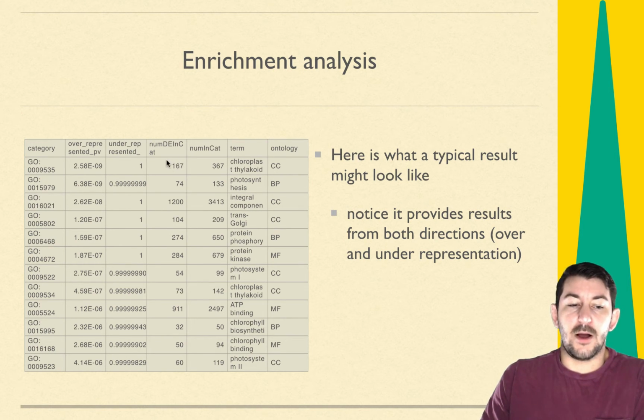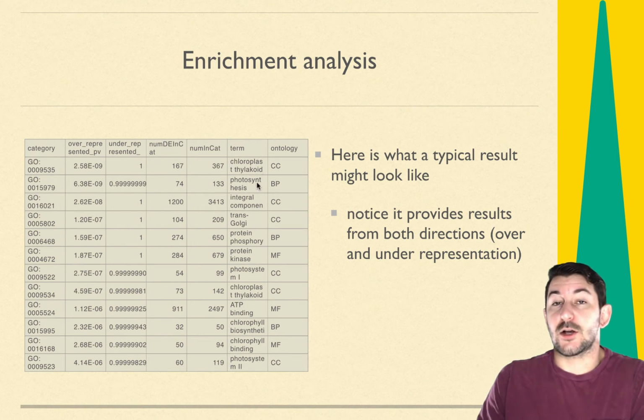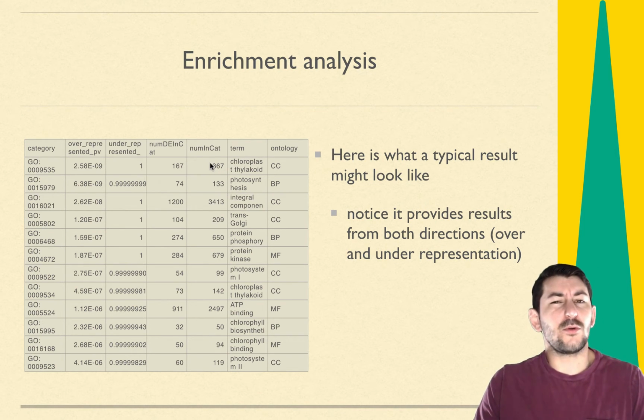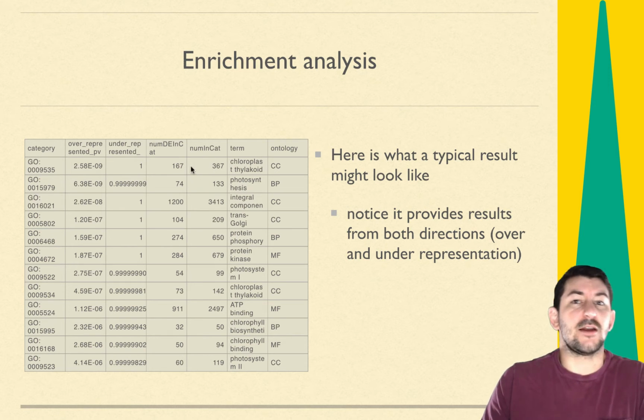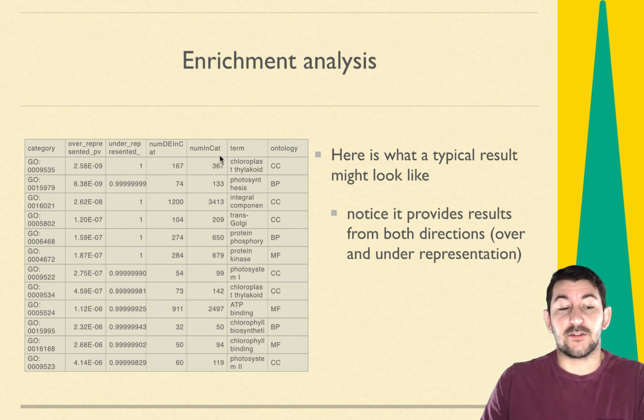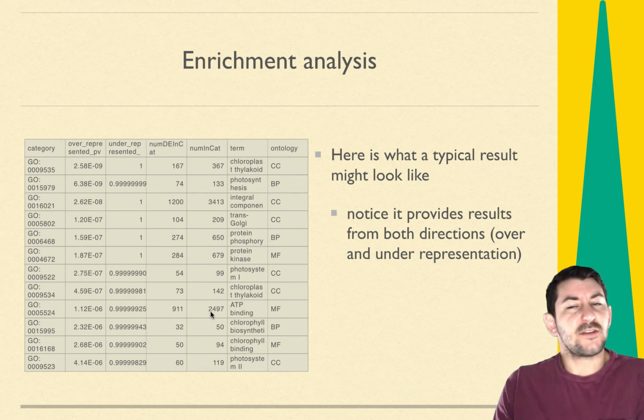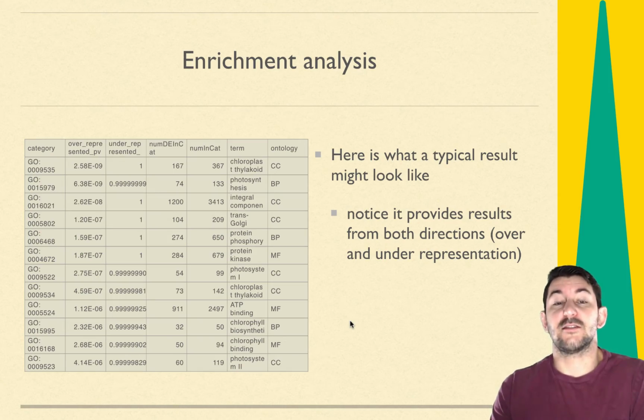We had about 167 genes involved in functions related to chloroplast thylakoids out of a total of 367 in the genome. And if I recall, there were only about 20% of the genes called as differentially expressed. So this is a significant over-enrichment. Now, what can we do with this type of information? It depends what you as a biologist think is interesting.